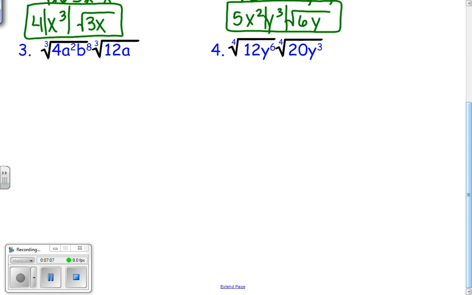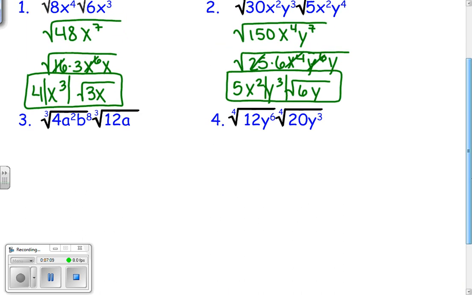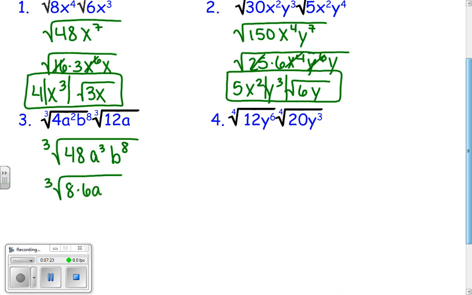For number 3, if you start by multiplying the cube roots, 4 times 12 is 48. A squared times a is a cubed, and the b to the 8th gets rewritten. In your list of perfect cubes, you'll break the 48 up into an 8 times 6. Keep the a cubed, but make the b to the 8th a b to the 6th and b squared.